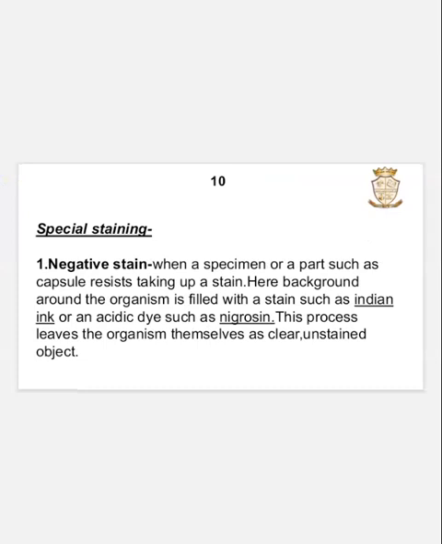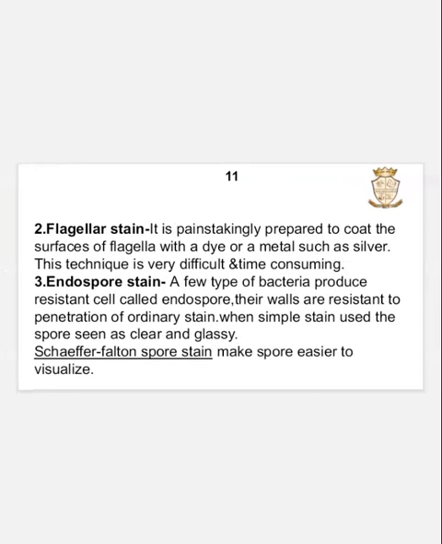Special staining includes the negative stain, in which a specimen or a part such as a capsule resists taking up a stain. Here, the background around the organism is filled with a stain such as India ink or an acidic dye such as nigrosin. This process leaves the organism's cells as clear, unstained objects. Flagella stain is also a special stain. It is painstakingly prepared to coat the surface of flagella with a dye or a metal such as silver. This technique is very difficult and time-consuming.